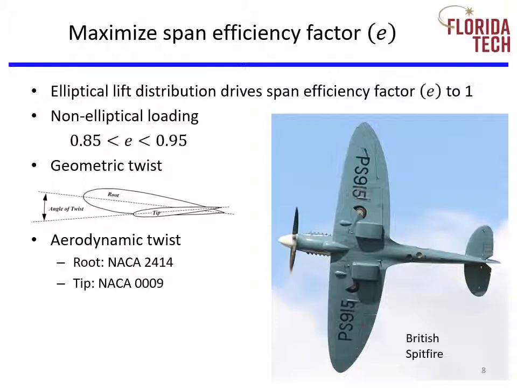This has additional benefits besides the shaping of the lift distribution. If the tip has a lower angle of attack, it will tend to stall later than the root. This is desirable because ailerons are located near the tips. Delaying tip stall is therefore important for roll control at high angles of attack. Third is aerodynamic twist. Vary the actual airfoil shapes along the span. For example, the root might have a NACA 2414 airfoil and the tip may have a NACA 0009 airfoil.